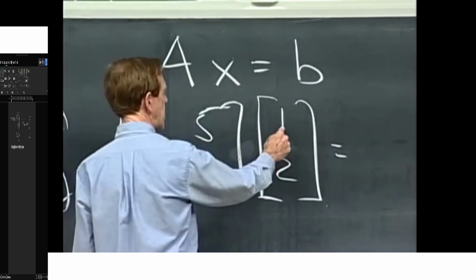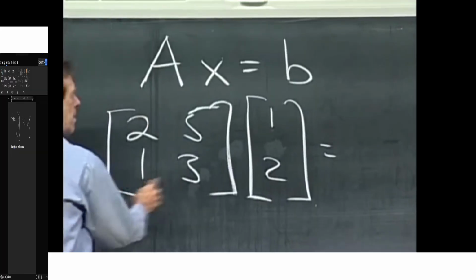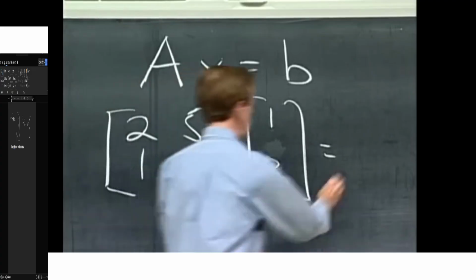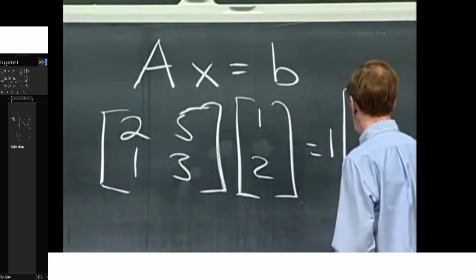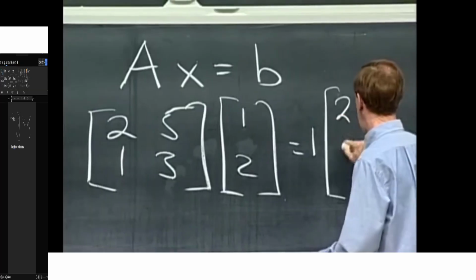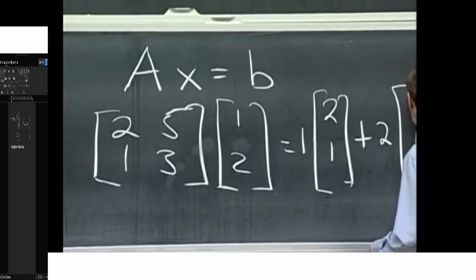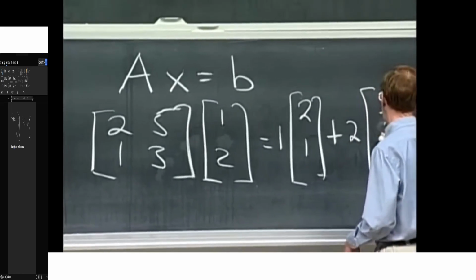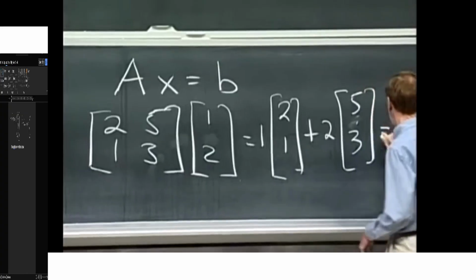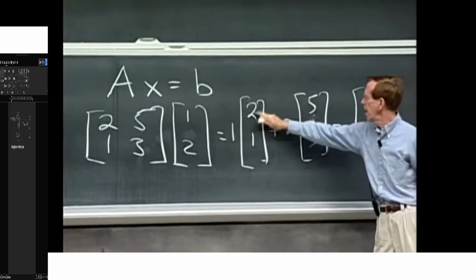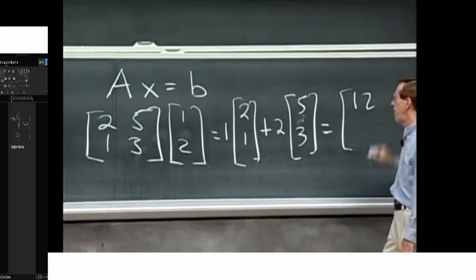Matrix multiplication says I take 1 of that column and 2 of that column and add. So the way I would think of it is 1 of the first column and 2 of the second column, and let's just see what we get. In the first component, I'm getting a 2 and a 10. I'm getting a 12 there.